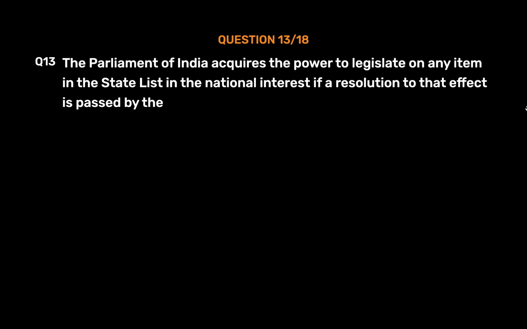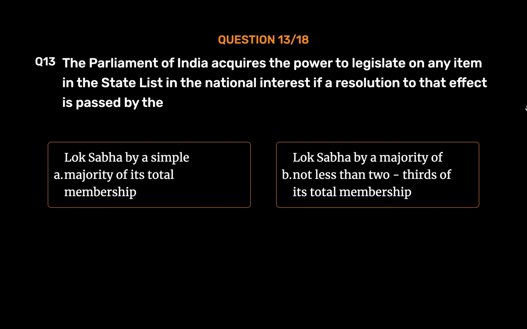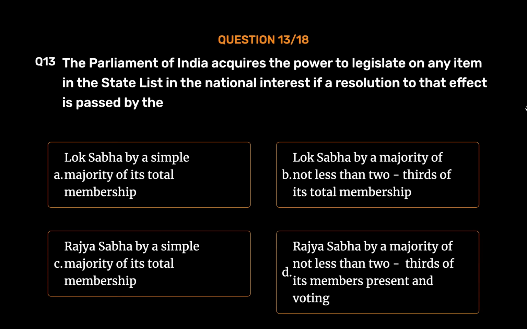Question number 13. The Parliament of India acquires the power to legislate on any item in the state list in the national interest if a resolution to that effect is passed by the option A. Lok Sabha by a simple majority of its total membership. Option B. Lok Sabha by a majority of not less than 2/3 of its total membership. Option C. Rajya Sabha by a simple majority of its total membership. Option D. Rajya Sabha by a majority of not less than 2/3 of its members present and voting.